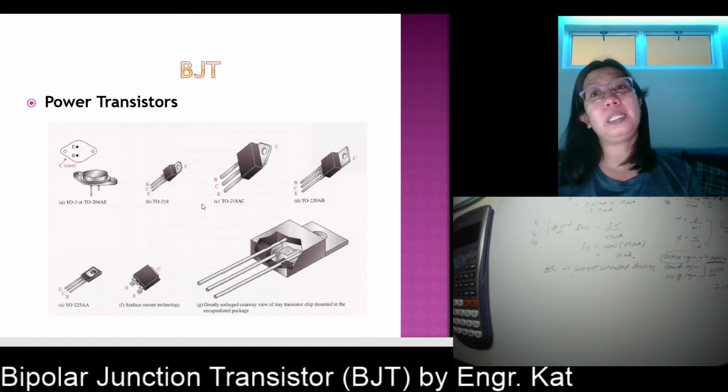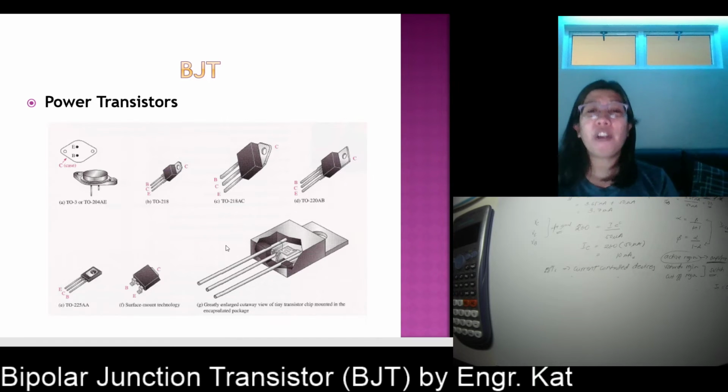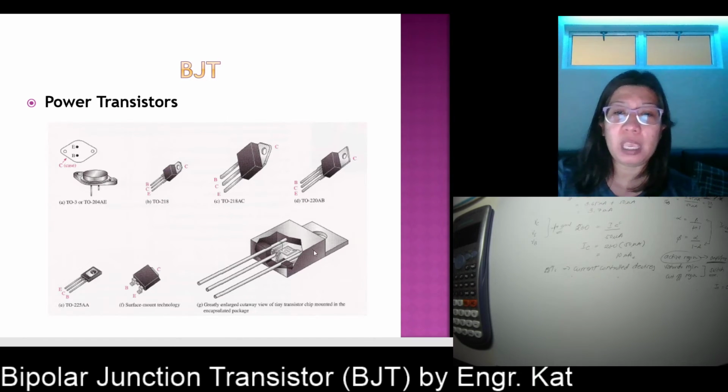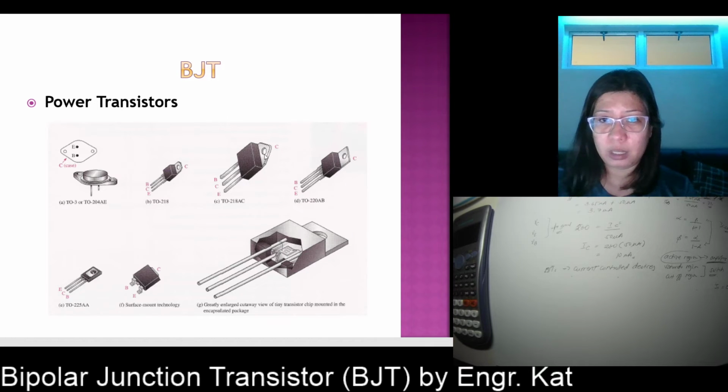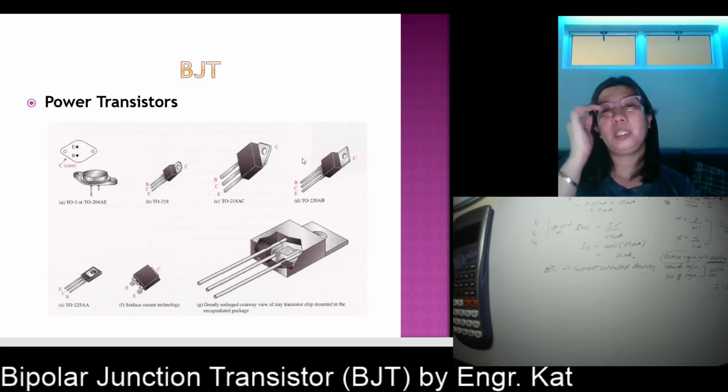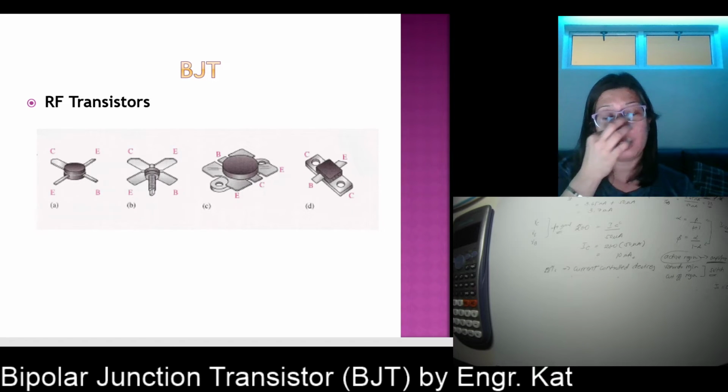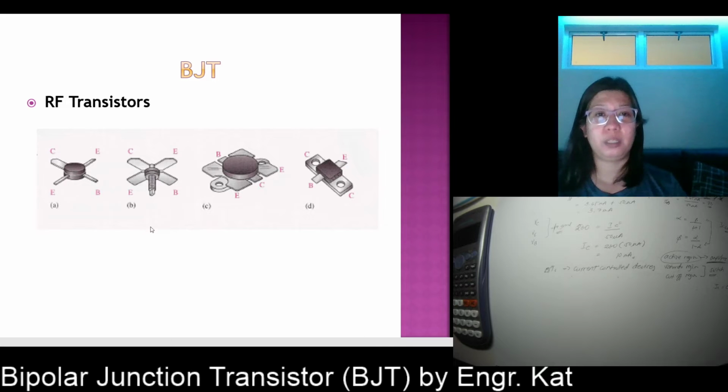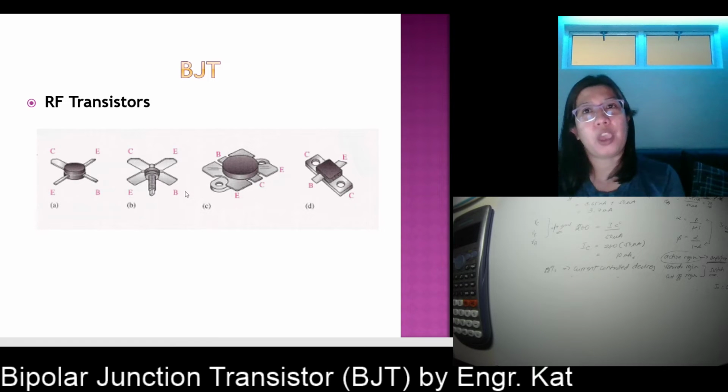Then we have your power transistors. As you can see, since they will be handling higher amounts of current, they have a heat sink, so that they are capable of dissipating a higher amount of power. And then these are the different types of RF transistors. Still three terminals, the emitter, the base, and the collector. They just differ in their physical appearances. Of course, they are quite bulkier because they are being used at higher frequencies.